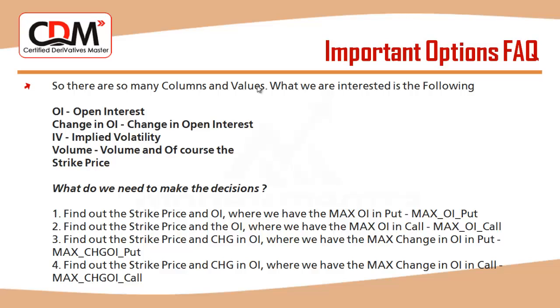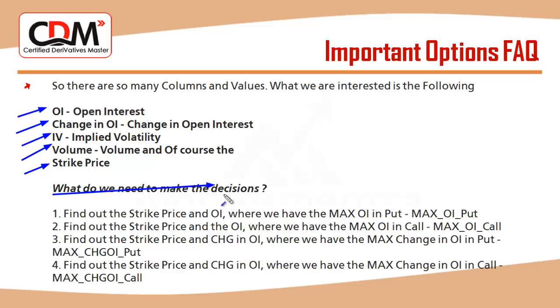Now generally these are the important questions a normal trader asks when they are curious, and once they have some experience about options, like how they should trade, what is open interest, which we have already covered, what is change in open interest, what is IV implied volatility, what is volume and what is strike price. So volume and of course the strike price are the important things we should learn.